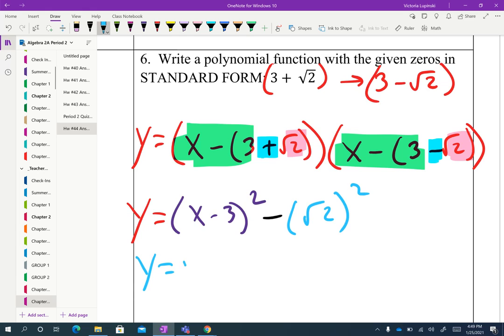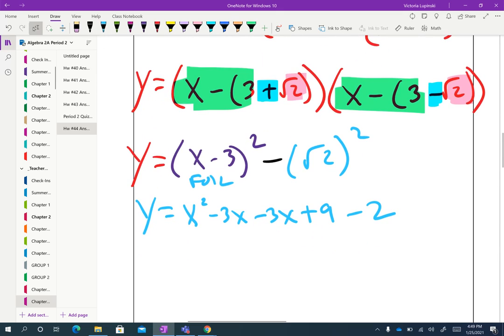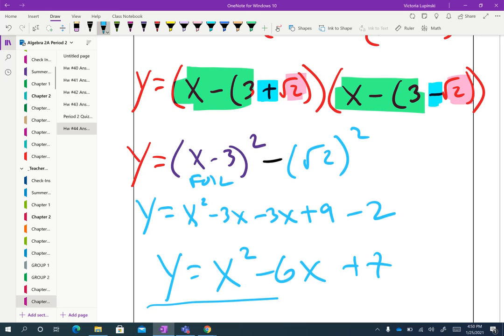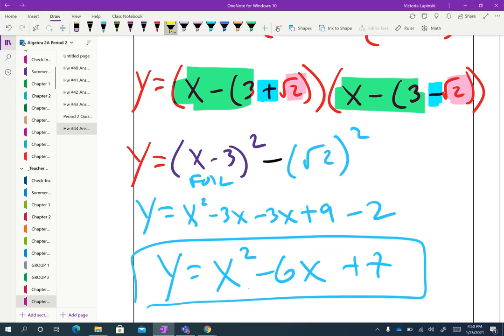So the first one is a FOIL. You would have to do x times x, and then x times negative 3, x times negative 3 again, and then the last. The square root of 2 squared is just regular 2. And again, if you have any question how I got from the purple to the blue, that's a FOIL. And then for my final answer here, all you're going to do is combine like terms and put it in standard form. So x squared minus 6x plus 7, that'll do you for the polynomial equation.